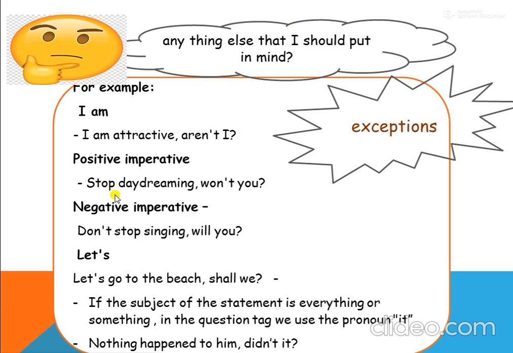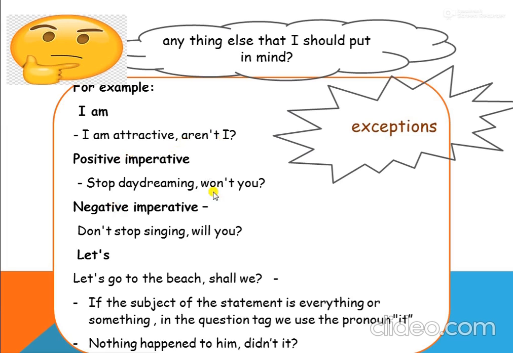Now, so anything else that I should put in mind when I form a question tag? Yes, always we have exceptions. For example, as I told you, if we have I am, the short question should be aren't I.